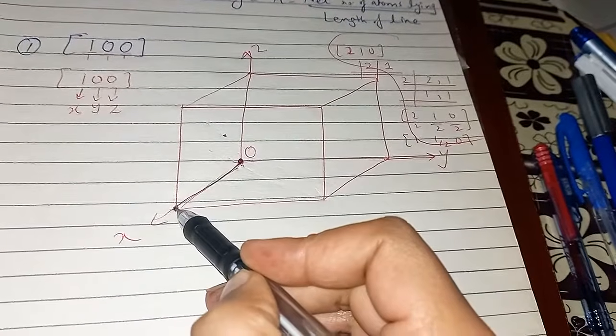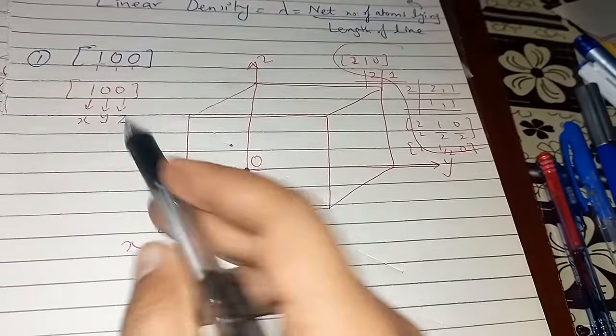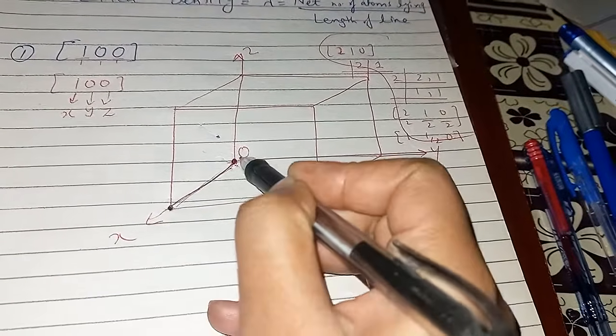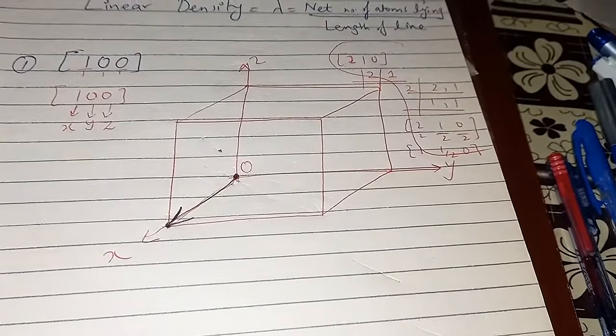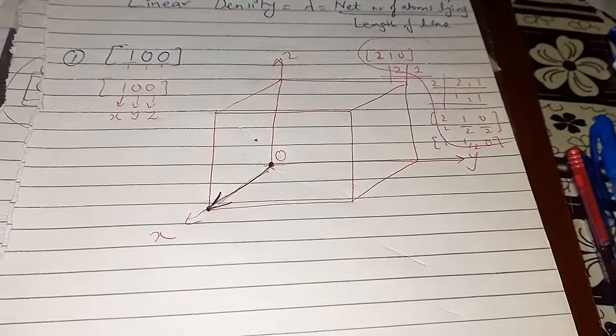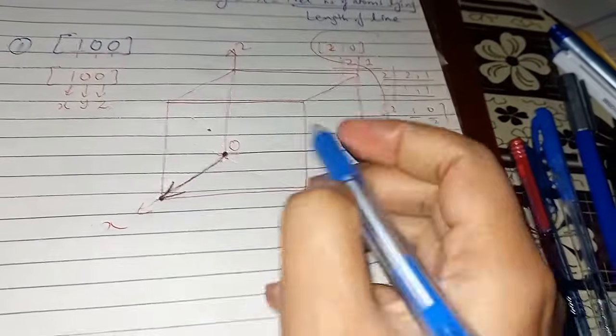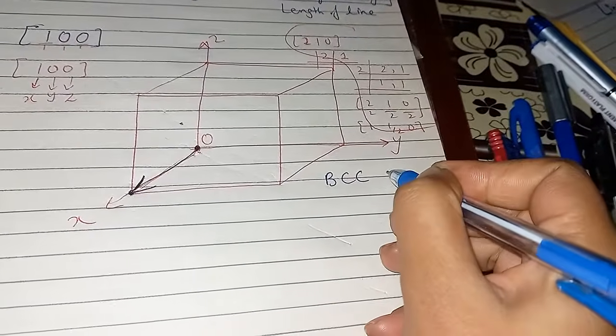From this we need to go nowhere because the y and z coordinates are 0. So this is the final destination, and this is the initial end, from this to this. This is the direction, this is the line under study, and we know that this is a BCC crystal system.